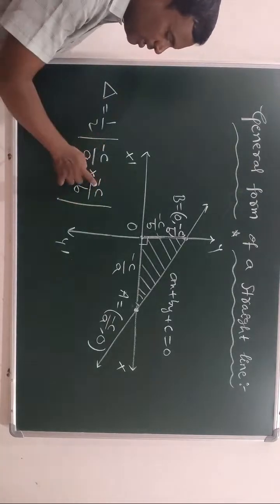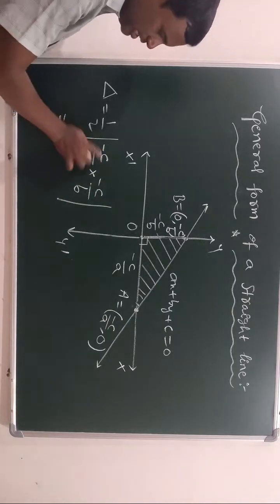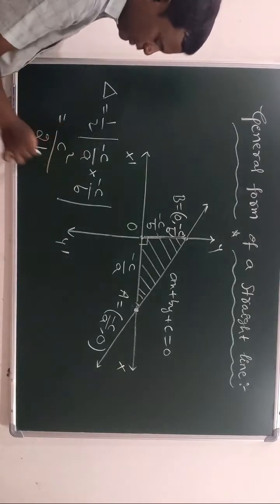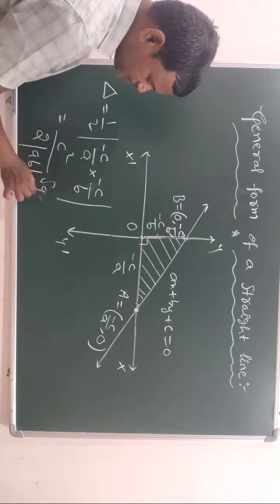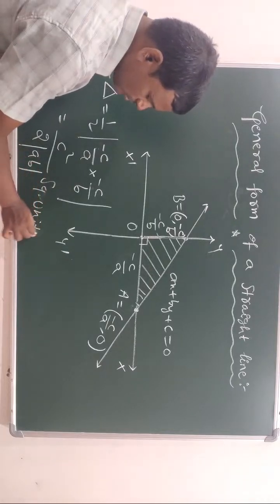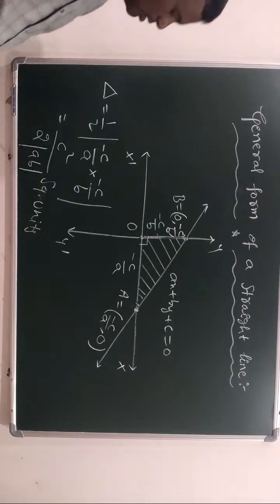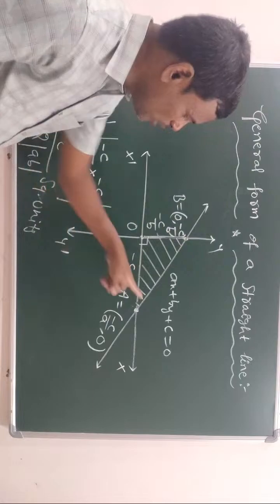Now take the product of these two. Minus into minus plus. Now c into c, c square by 2 into mod of a into b, ab square units. Okay, this is the area of the triangle formed by this line with coordinate axis.